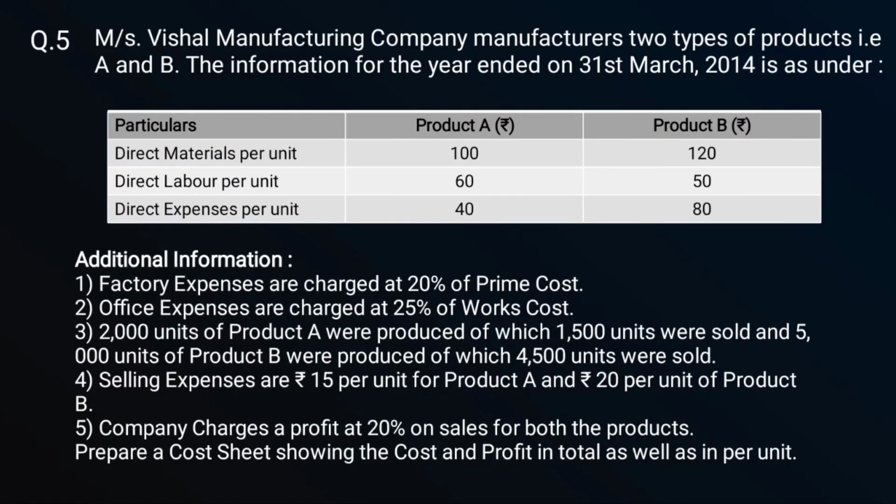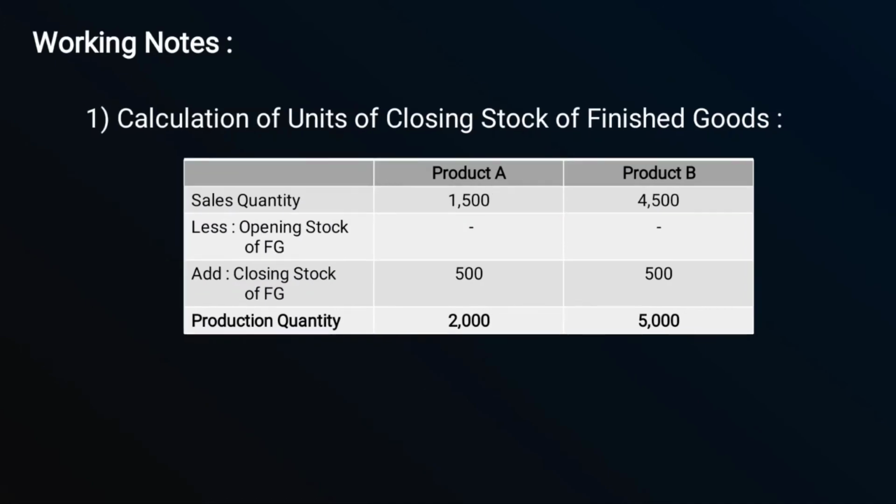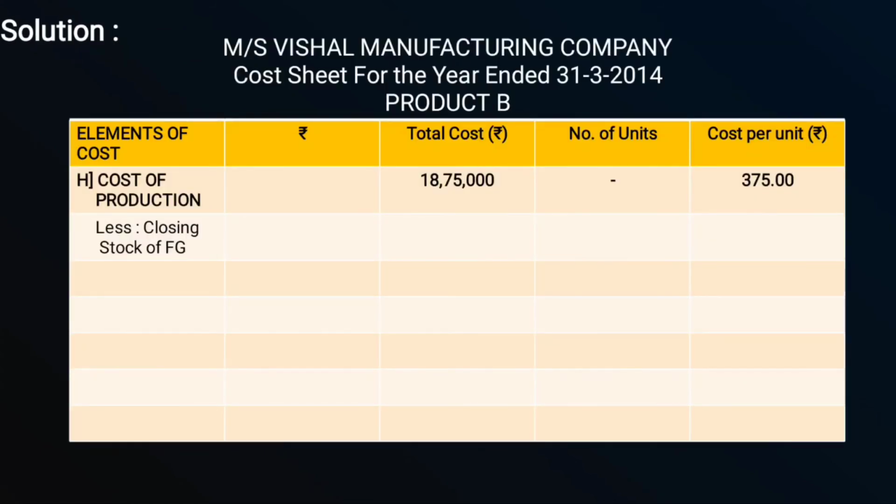Next, we will record closing stock of finished goods. So the closing stock of finished goods for product B is 500 as we have calculated it earlier. So less closing stock of finished goods from cost of production. Working will be rupees 375, that is 375 per unit of cost of production into 500, that is the unit of closing stock of finished goods. So the total cost will be rupees 1,87,500. Number of units will be 500 and cost per unit will be nil.